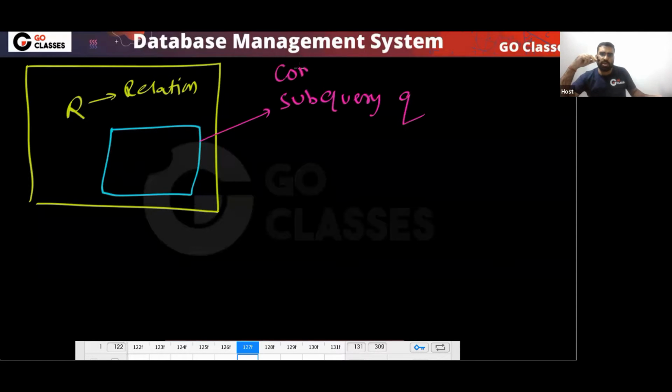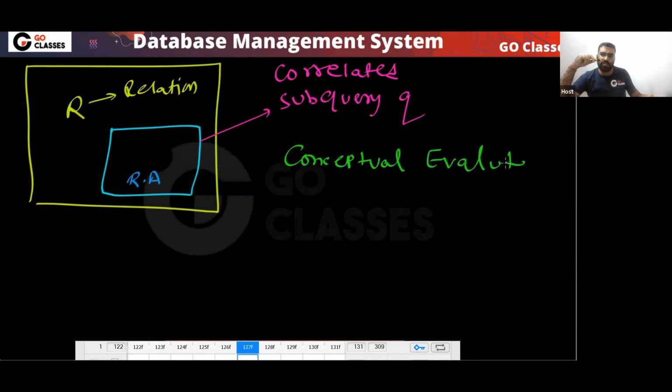Let's assume this is correlated, meaning it is dependent on the outer query. Some attribute of r you are using here, maybe r.a. So this is your correlated subquery. Now, how do we conceptually evaluate it? This is called conceptual evaluation.